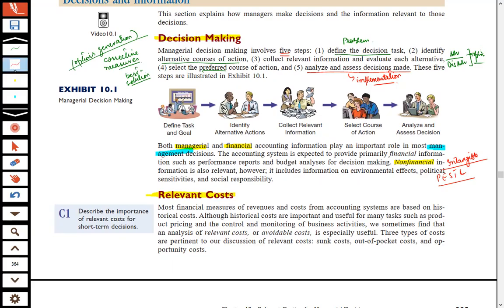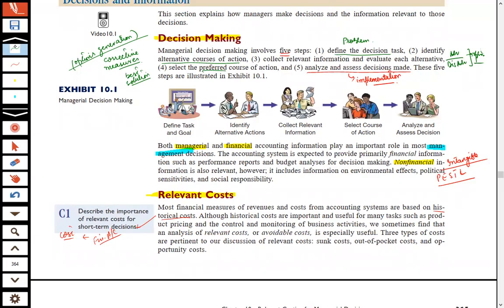Now, relevant cost that we have discussed, only the relevant cost is important for decision making, but there are several relevant costs. We should go through it. Most financial measures of revenues and costs from the accounting system are based on historical costs. This is for financial accounting. Historical cost means the actual cost at which the asset was acquired.